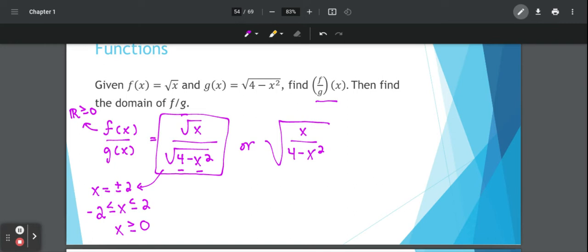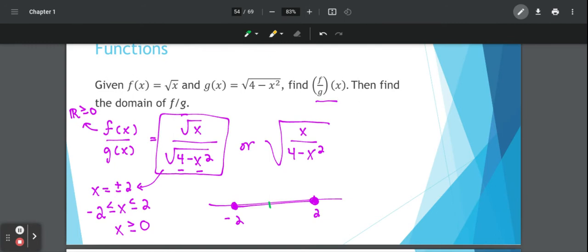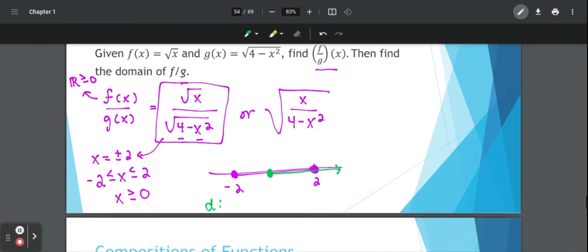If you think about this on a number line, we go negative 2 to 2 for that first part, or the denominator. And then for the numerator, we had 0 to infinity. So your domain is the part that overlaps. On this one, we would say our domain is anything from 0 to 2, including both of those, because this area right here is the only part where the domains of both functions we divided overlapped with each other.